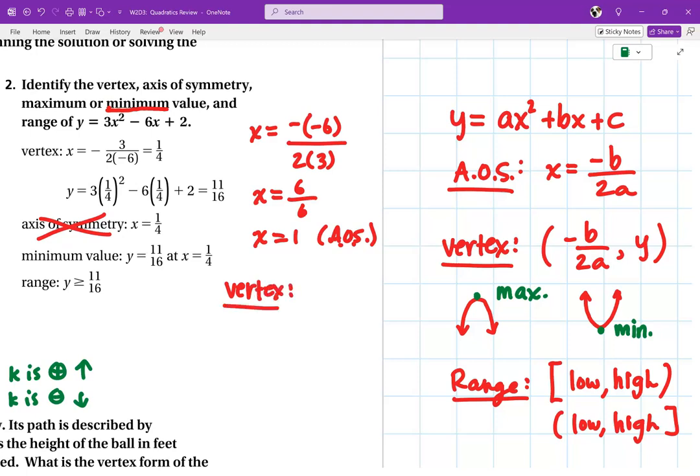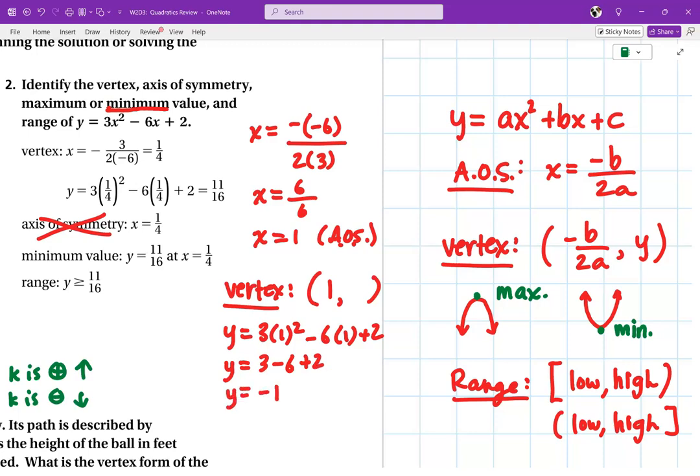So the vertex is the axis of symmetry, which is 1, comma, something. Remember, you're going to plug that into your equation. Let's plug a 1 into my equation. y equals 3 times 1 squared minus 6 times 1 plus 2. Well, that's 3 minus 6 plus 2, so that's negative 1. So my vertex is 1, negative 1. So here's my vertex, and here's my axis of symmetry.